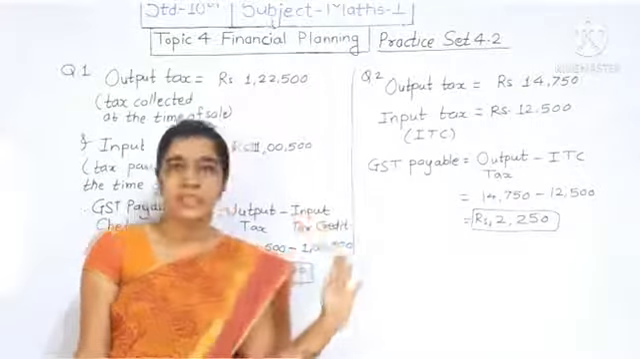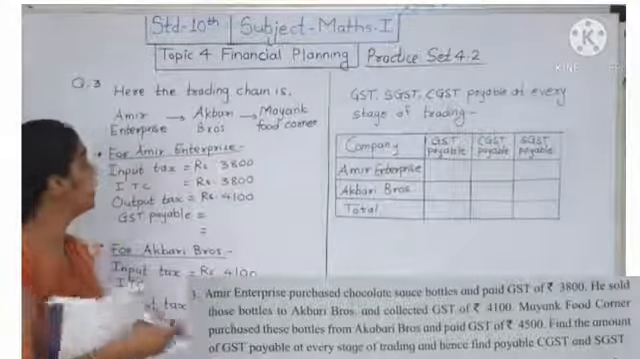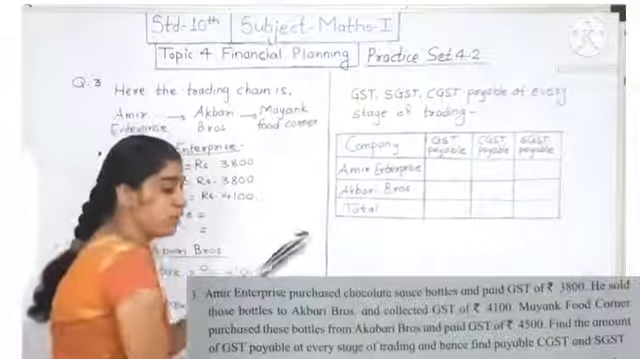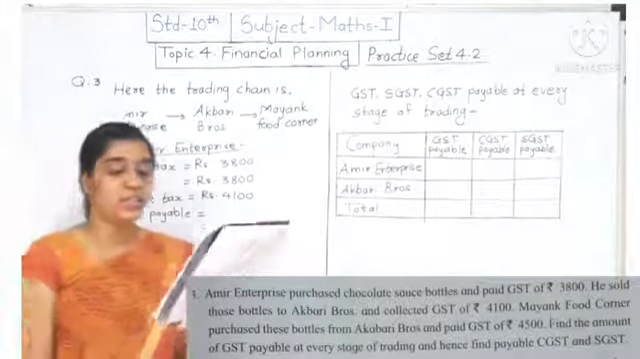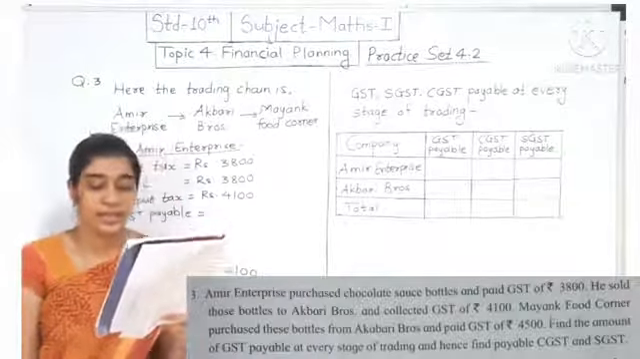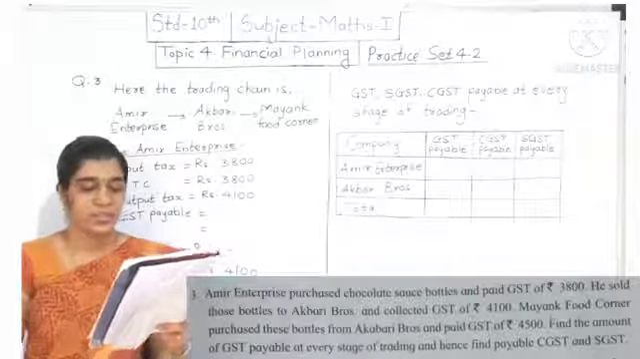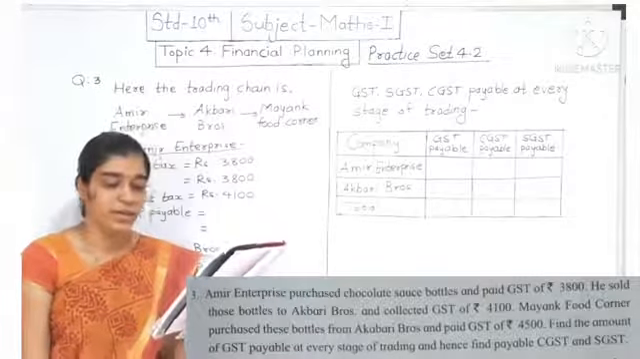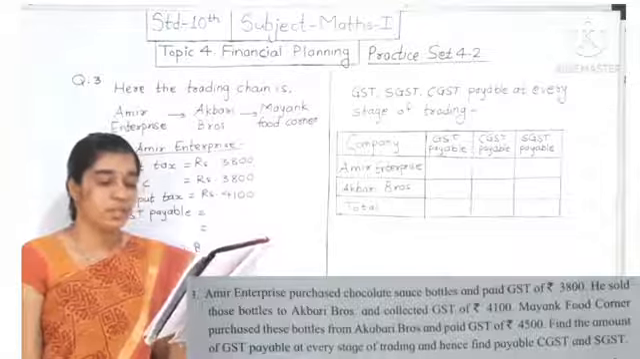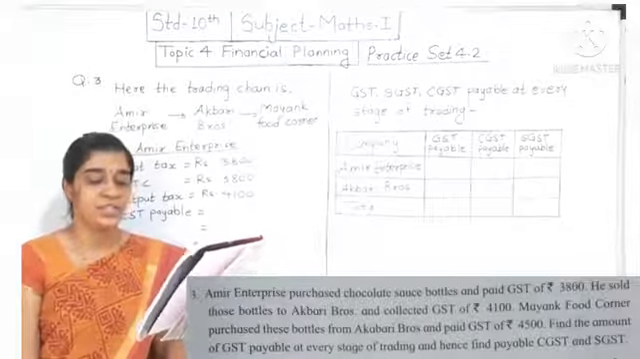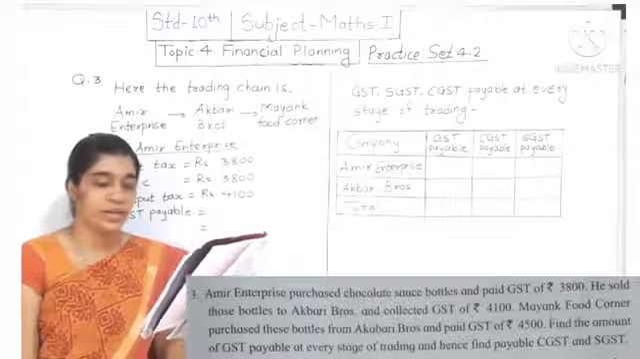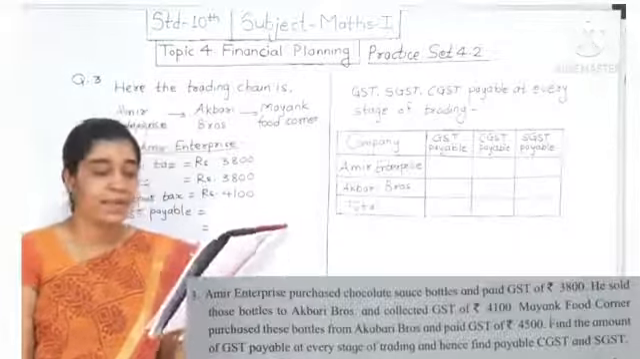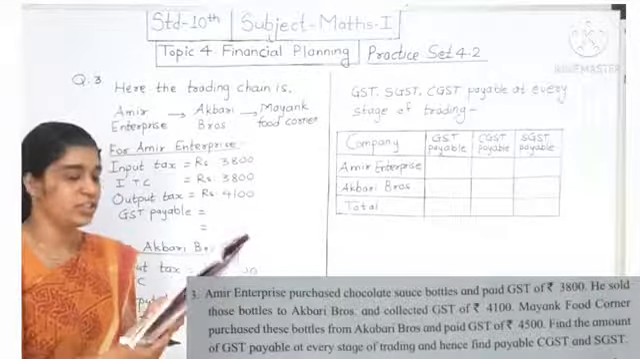You calculate easily. See question number 3. What is question number 3? Amir Enterprise purchased chocolate sauce bottles and paid a GST of rupees 3,800. He sold those bottles to Akbari Brothers and collected a GST of rupees 4,100. Mayank Food Corner purchased these bottles from Akbari Brothers and paid GST of rupees 4,500. Find the amount of GST payable at every stage of trading and hence find payable CGST and SGST.